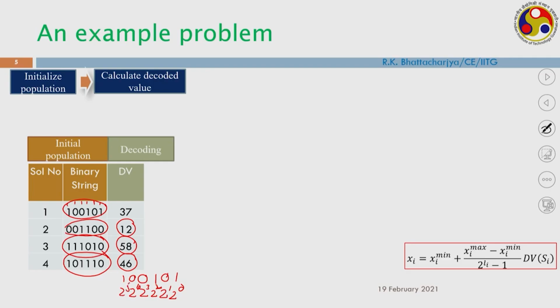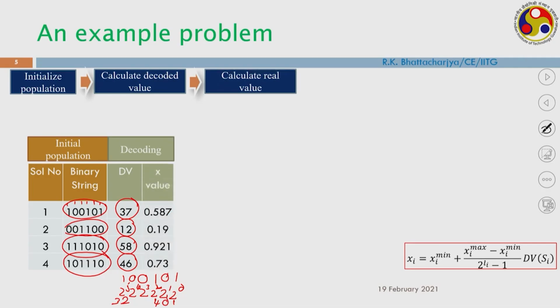So, 2 to the power 0 means this is 1, and then this is 0, because it is 0, then this is 4, and these two are 0, and this is 32. So, you are getting 32 plus 4, 36, plus 1. So, we are getting 37. Similarly, you can calculate the decoded value for solution 2, that is coming 12, then for 3 this is 58, and for 4 this is 46.